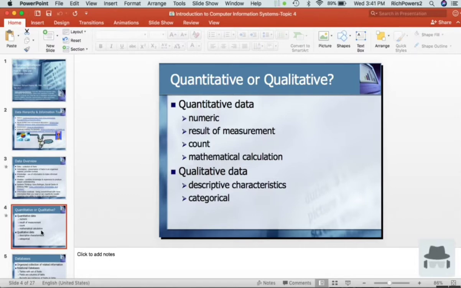Qualitative data is more representative of characteristics, so descriptive characteristics, and things that could be put into categories. So there's a clear difference between the two. One is mathematical, one is more descriptive. But both exist, so it's not a matter of what's more important than the other. Both have their own purpose. Each one is a type of data which we'll see out there and which we process as part of information processing.